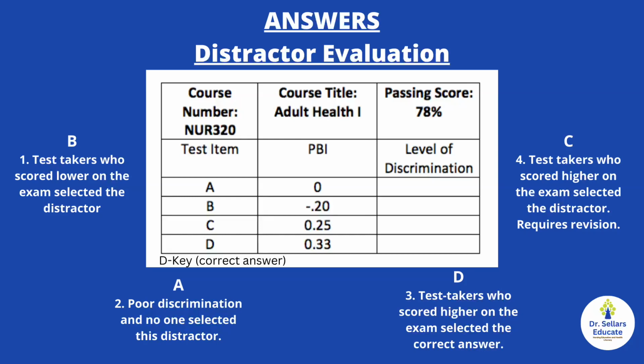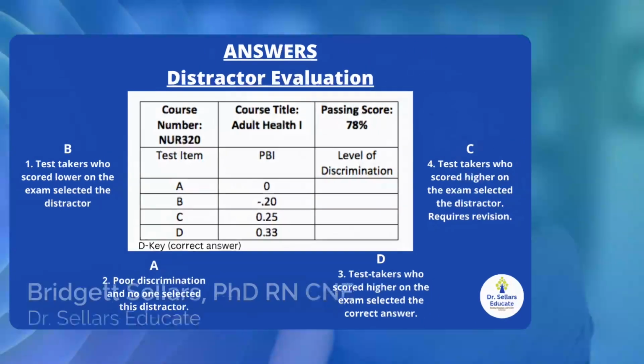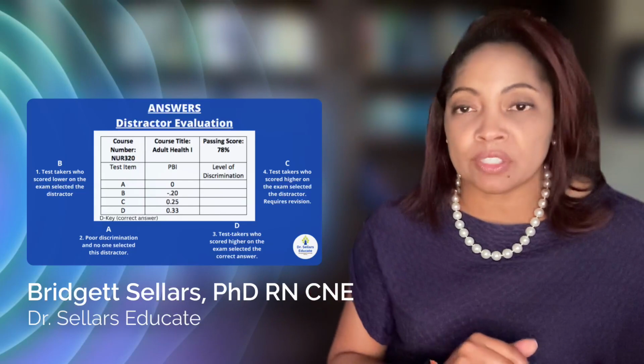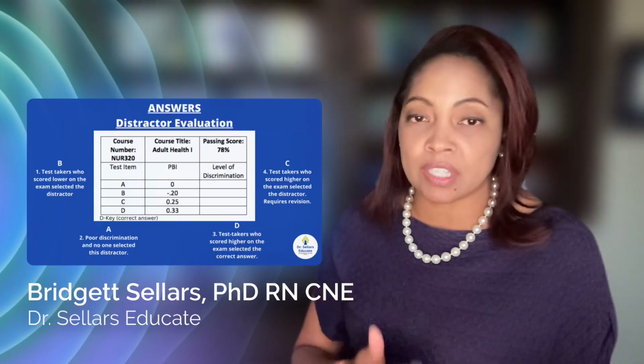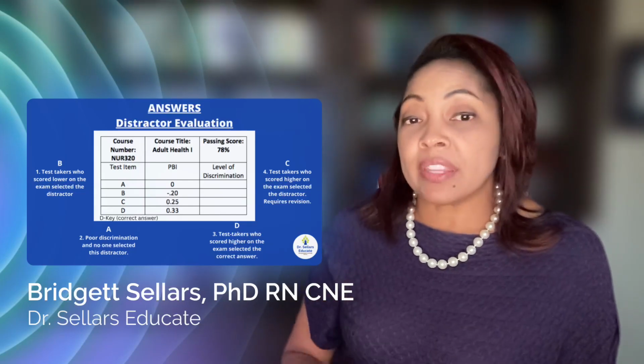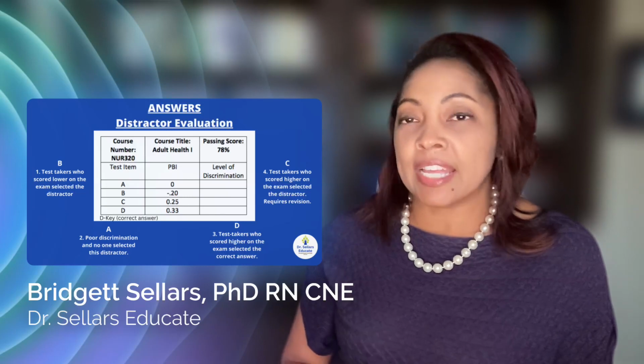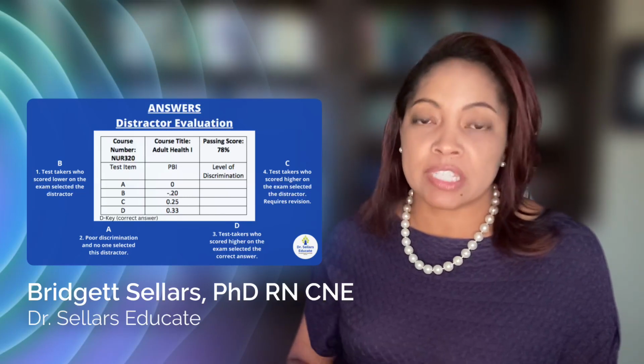Next is number 2. It is mapped and aligned with choice A, which tells us a PBI of 0 has poor discrimination because no one selected the distractor. So what we would want to consider is a qualitative review of this information. We want to engage in an exam review. We want to talk to the students about why they didn't choose A, and that's when we're going to determine what our next steps would be.